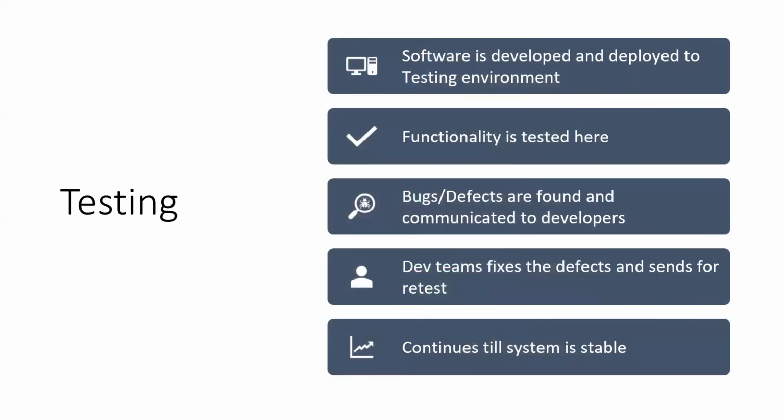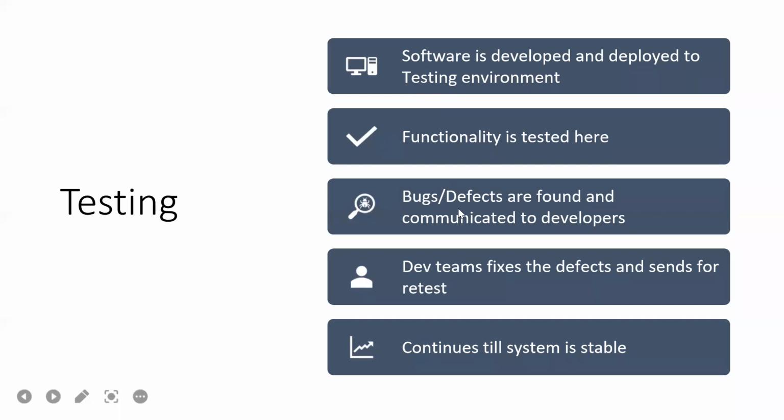Okay, now coming to the testing phase. Like development, testing is also a very important phase in SDLC. Here the software developed in the earlier phase will be deployed to the testing environment. I'll tell you about the different environments later, because before moving to production, the application will always be in the testing environment. Here is where we perform functionality testing, automation or manual testing, or performance testing. Whatever testing is done, it will always be done in the testing environment.